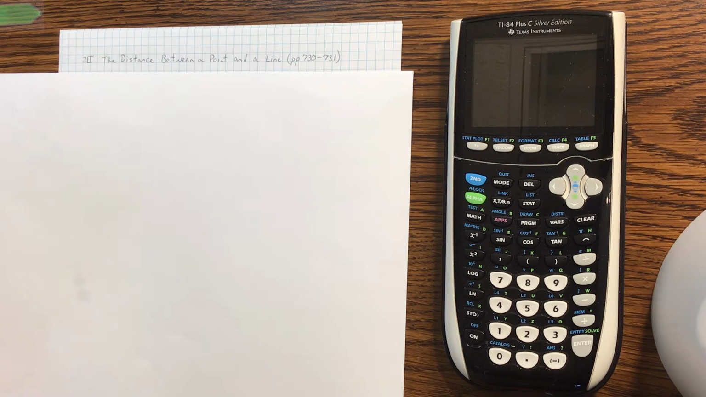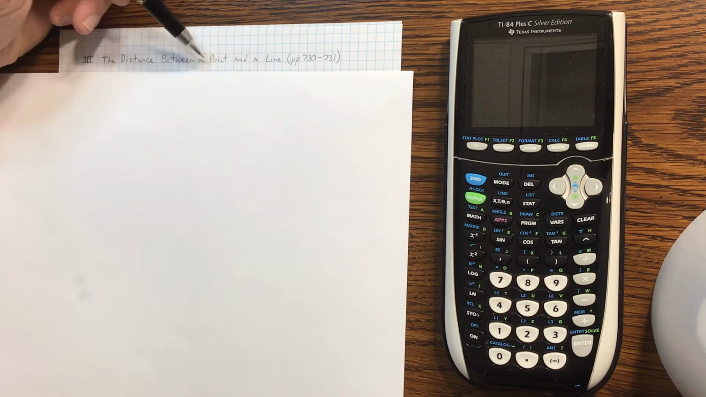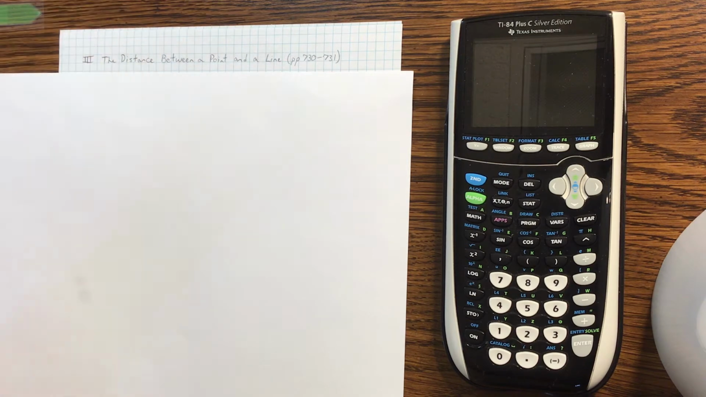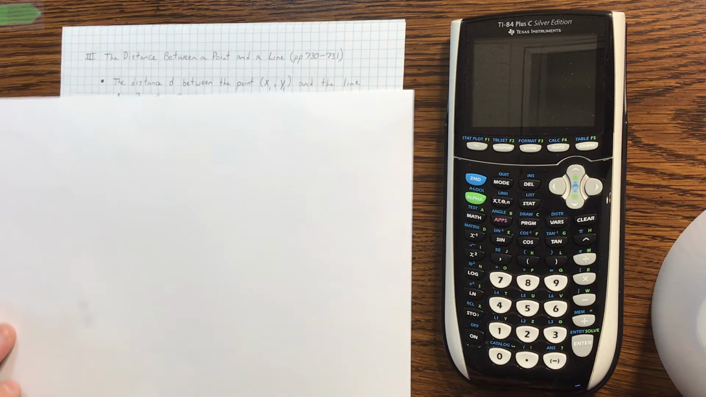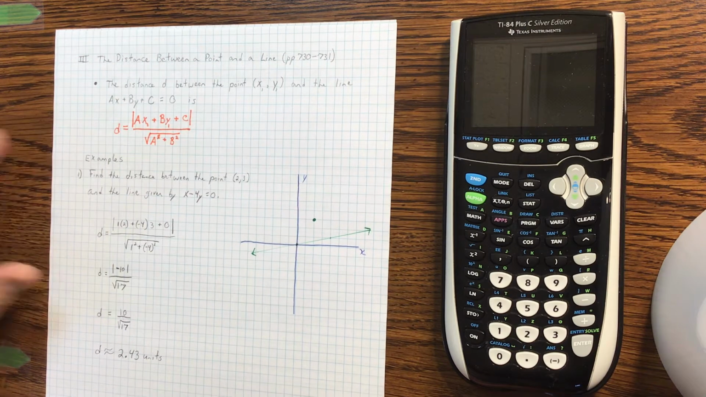Today we're going to look at Roman numeral 3 and Roman numeral 4. Roman numeral 3 is going to deal with the distance between some point and a line. Now this point is not on this line, so we're going to have to find the distance between this point and the line. It's found on pages 730 to 731 in your textbook. And again, the only way to do it is by showing examples. Okay, I got one bullet point here.